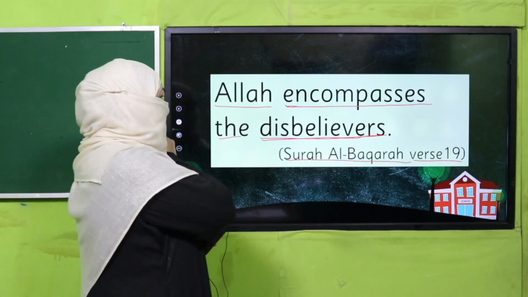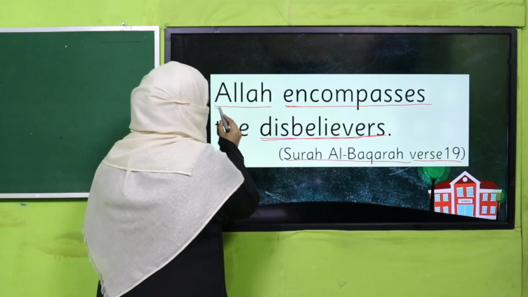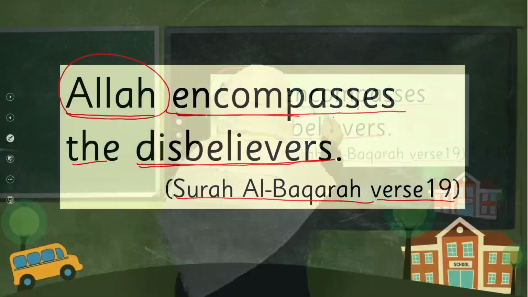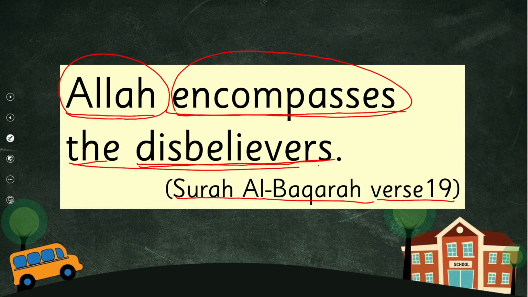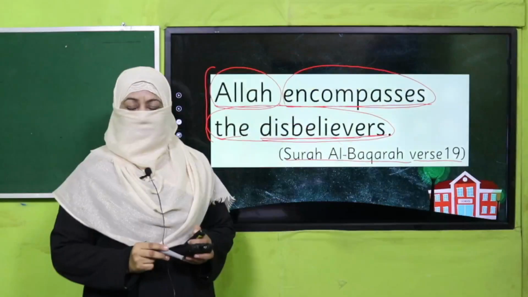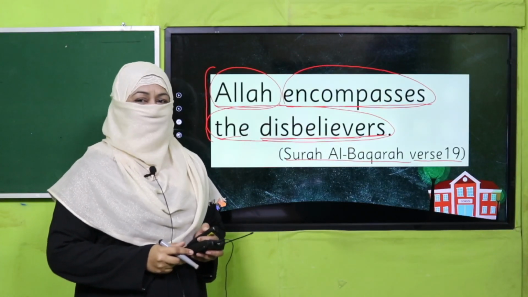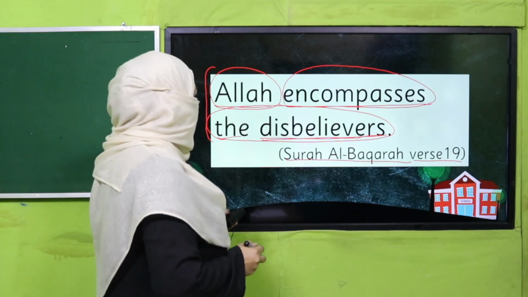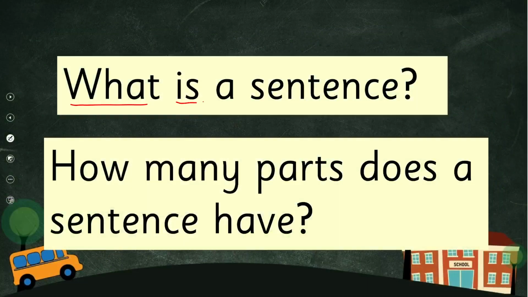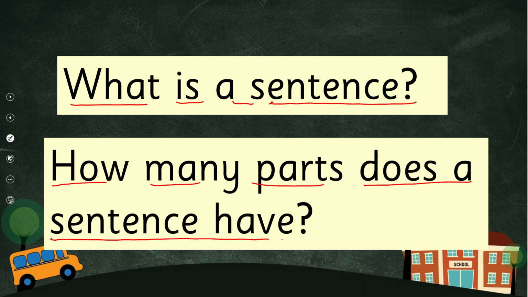Now, my dear children, look at the structure of this sentence. Allah encompasses the disbeliever. In this sentence, there are three parts, right? What these parts are called and how we arrange them, this is what we are going to learn today. And before starting that, you tell me, what is a sentence and how many parts does a sentence have? What do you know about that? Pause the video, answer these questions to your teacher and then come back.